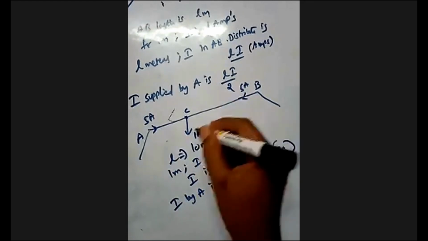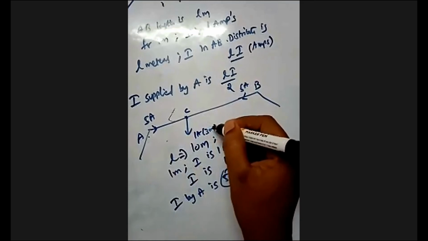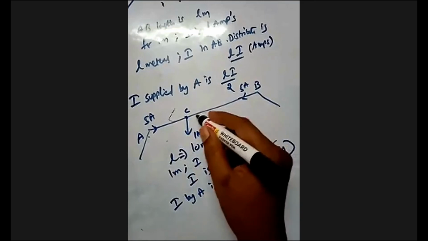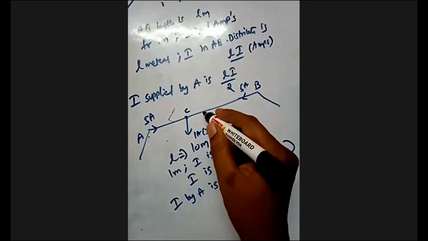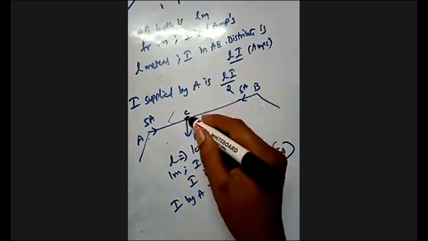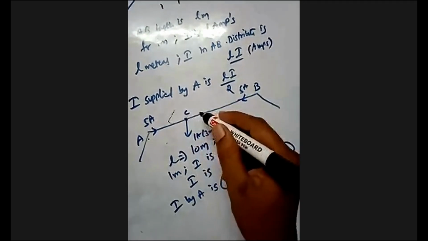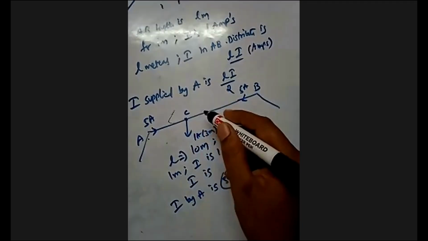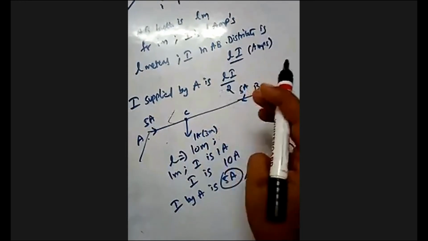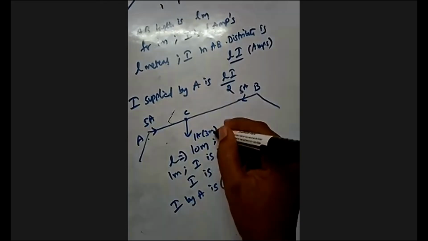Sorry, this is 5 amps, and we are drawing at 3 meters. So okay, fine. What is the current at this point? The current at this point is what we have to find.